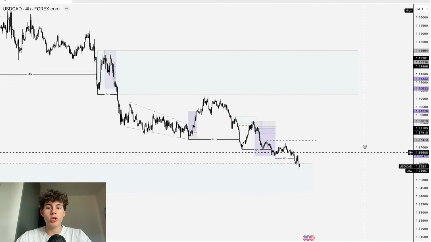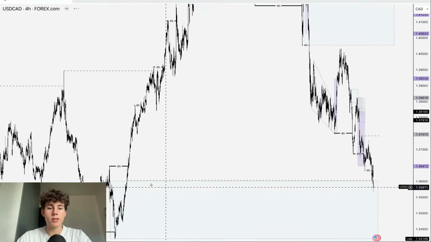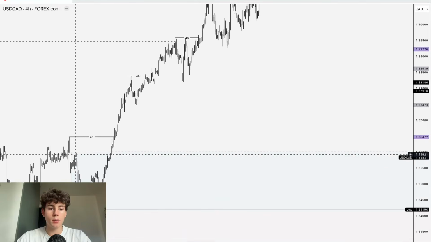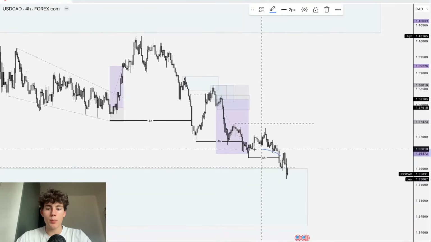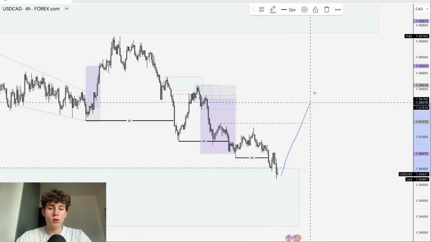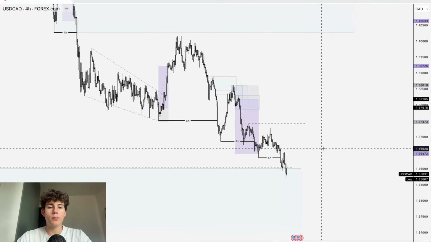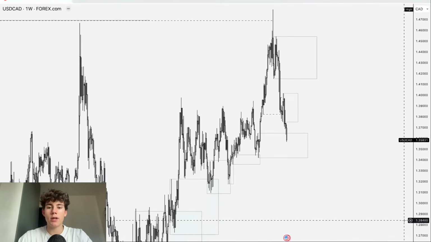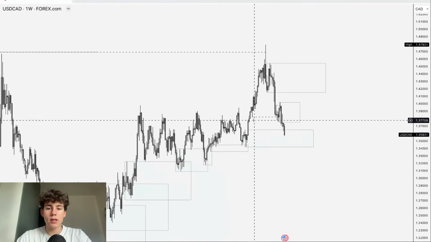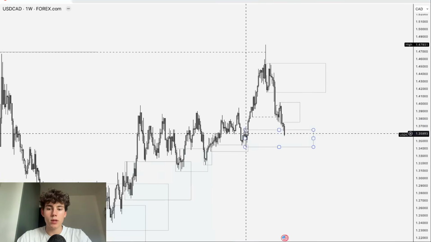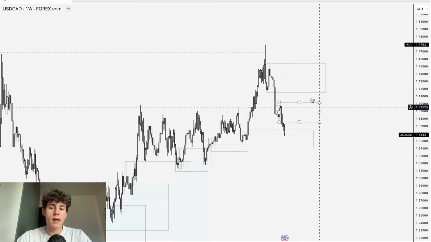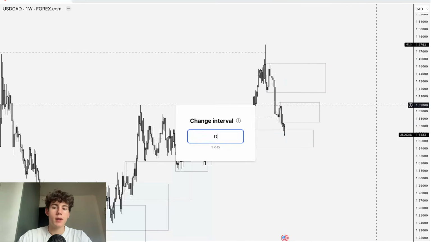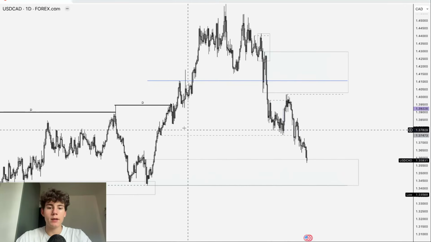So going over to USD CAD, what do we see? Well, we tap this demand zone here, and even though we are bearish, we should look for longs. Why? Because on the weekly time frame over here, we grab liquidity near the low, we tap this weekly refined demand, so I'm definitely looking to trade up higher in towards either this supply and eventually this higher time frame supply.